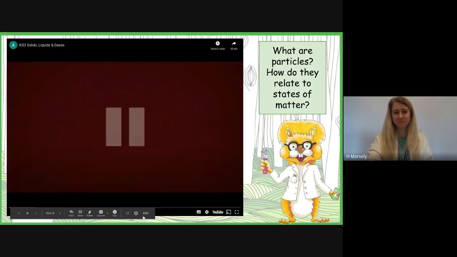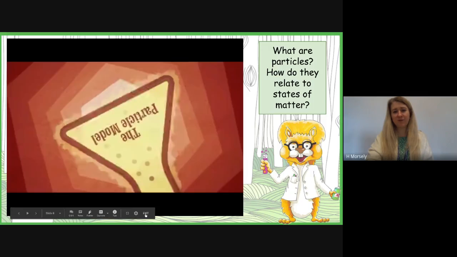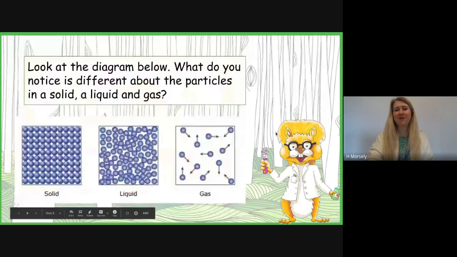Okay, so we've looked at the different states of matter and we've looked at how gases can spread out to fit their container, whereas solids, you can't move the solid, you can't make it small, you can't compress it because the particles, if you think of the particle as a little circle, they're all sat right next to each other really tightly and compact. Okay?